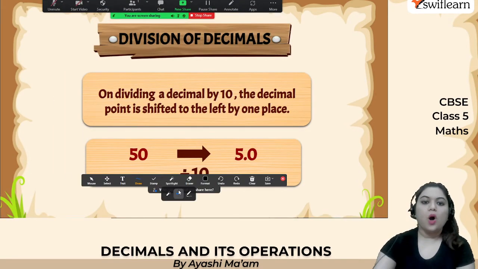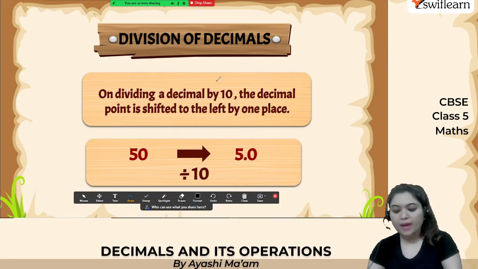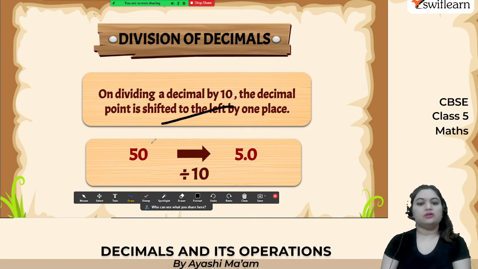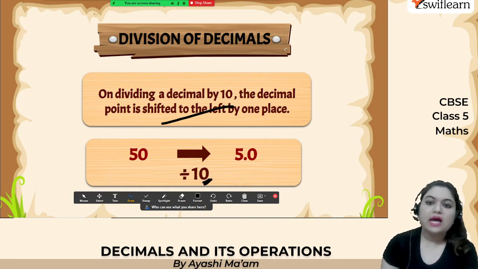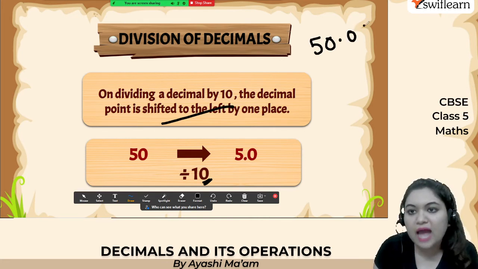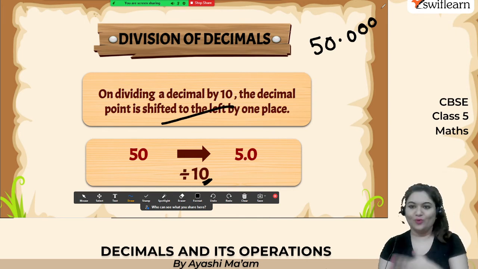Now, on dividing any number by 10. See, when we were multiplying any number by 10, we were simply shifting to the right. Now because this is division, we will shift to the left. So how many zeros are there in 10? 1. Right. Now what do you mean by 50? The decimal point is here and we have 0, 0, zeros like this, right? 50 means 50.0.